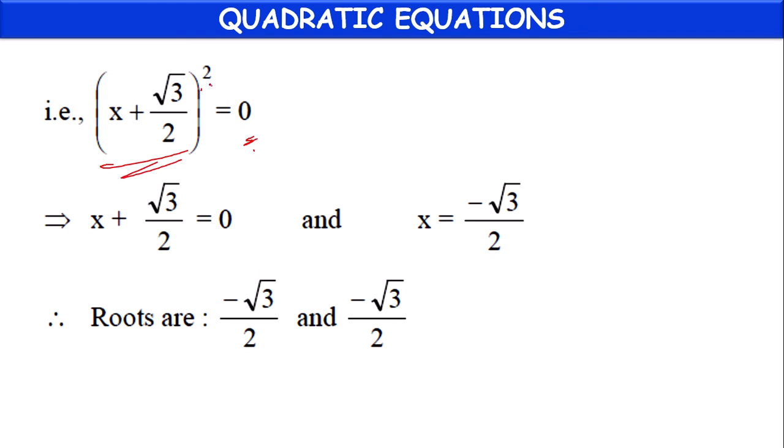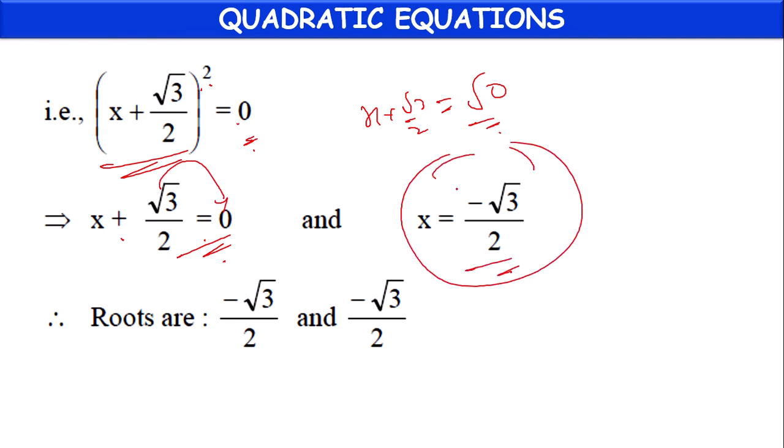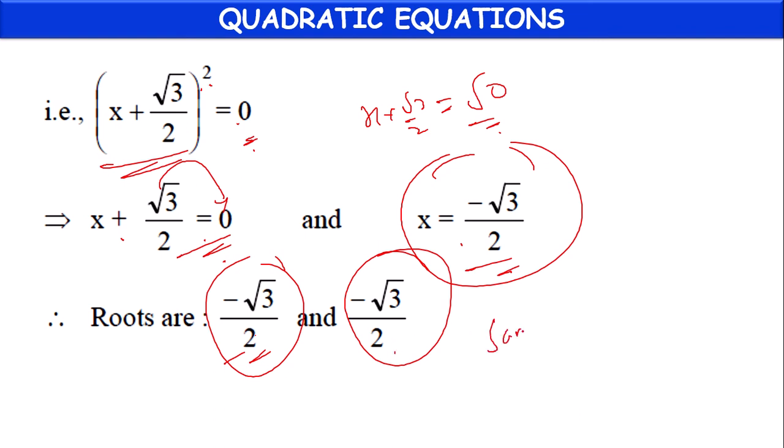So the square comes to this side, means x plus root 3 by 2 equals root 0, which is equal to 0, or x equals minus root 3 by 2. We are getting only one value here. So the roots are: first root will be minus root 3 by 2, second root also will be minus root 3 by 2. Means the two roots will be the same for this equation.